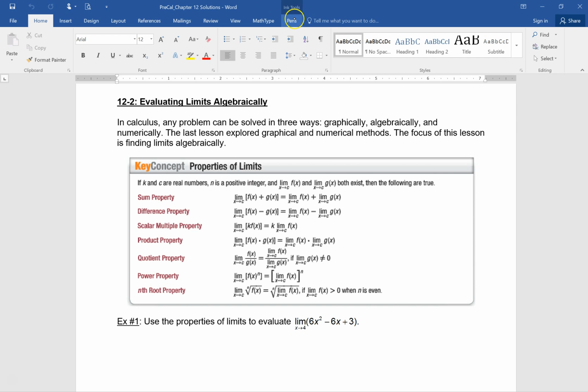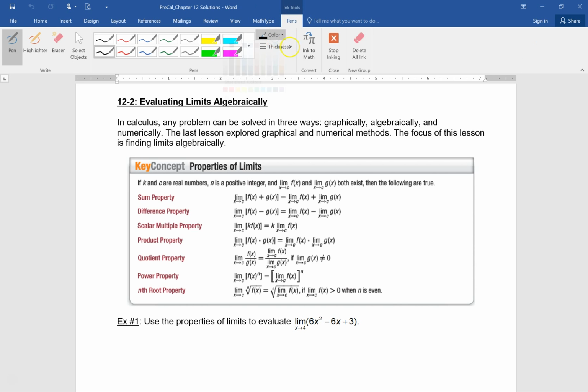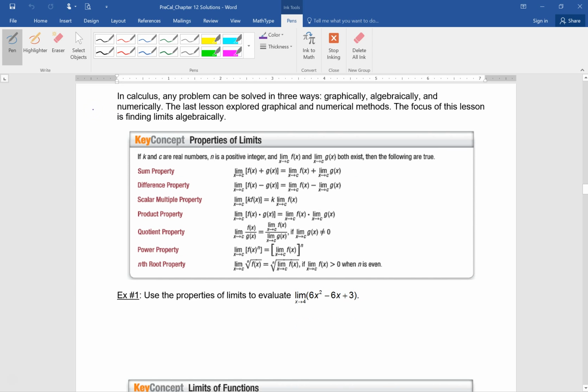So here are some properties of limits. What you need to know firsthand is that limits follow most of the rules that you've seen in algebra. So one is the sum property. It says if you have to find the limit of two terms, then that's the same as finding the limit of the first term, then finding the limit of the second term, and adding them.